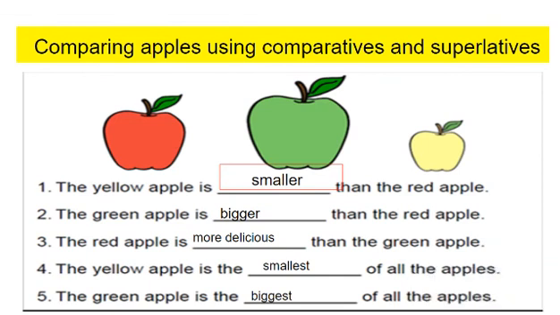The red apple is more delicious than the green apple. Here I use delicious. It's a word with more than one syllable, so we should add more before delicious. And again, we're comparing two apples, so we have to use the comparative form. The yellow apple is the smallest of all the apples. Here we're comparing all the apples together, so we have to use the superlative form, and here we added est. The green apple is the biggest of all apples. Again, we have to use the superlative form, and we double the G and we add est.